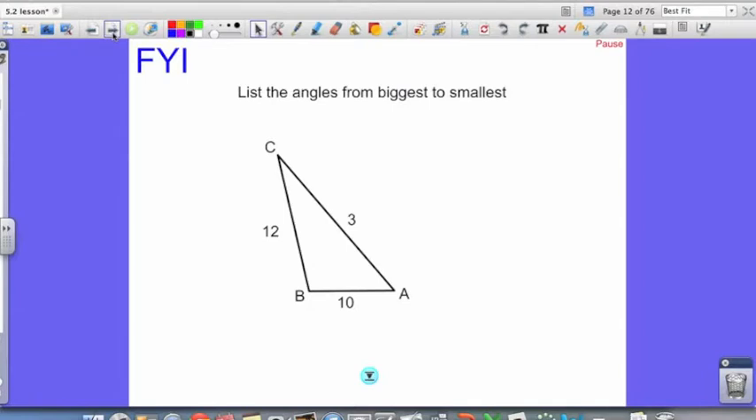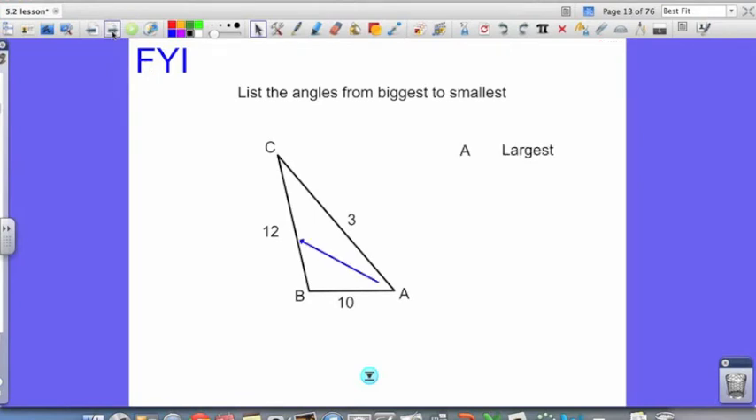Let's go back to the original, kind of not original problem. Little FYI here, I have to throw this one in. List the angles from biggest to smallest. So again, pause. Tell me which angles are biggest to smallest: angle A, angle B, or angle C.